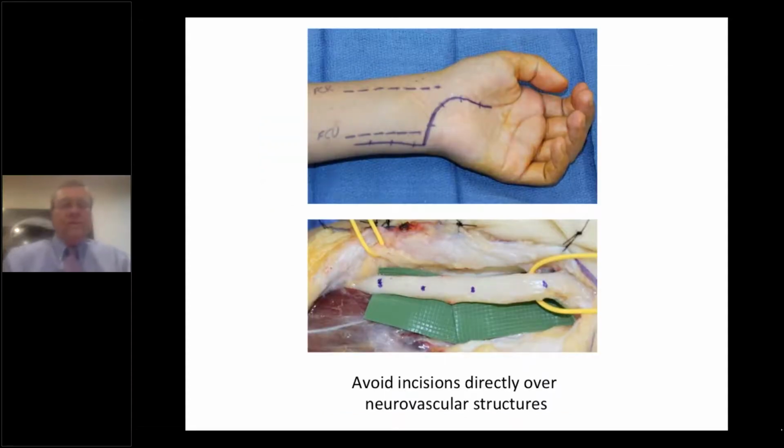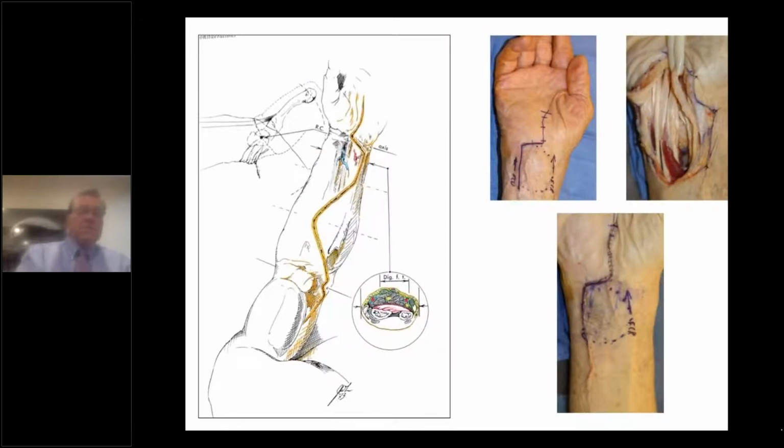Here's the preferred incision, and this is what the nerve looks like after a microscopic neurolysis. So the point here is to avoid incisions whenever possible directly over key neurovascular structures. This is a drawing of Bill Littler's, and this is in a 1978 volume from the Educational Foundation of the American Society of Plastic Surgeons.